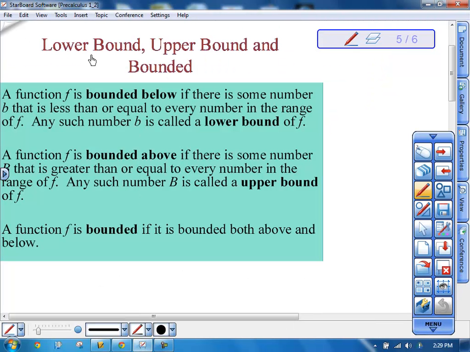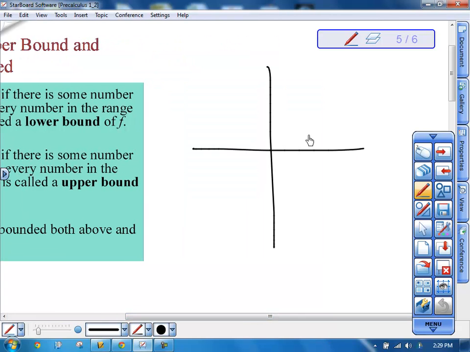A couple more things then. Bounded. We'll talk about bounded. Functions are bounded below or above. So for example, when we do an exponential equation like this, this is unbounded above, but it's bounded below.